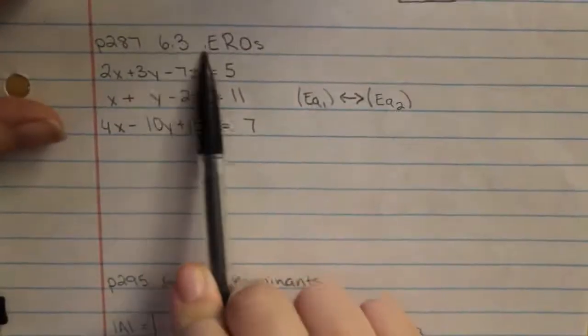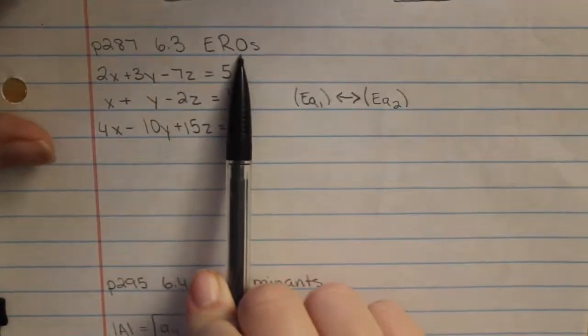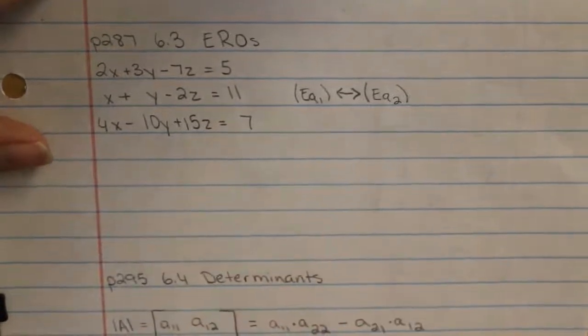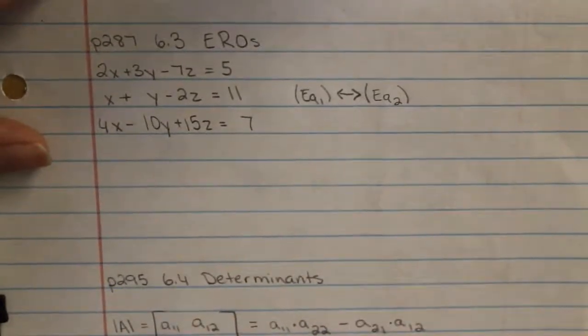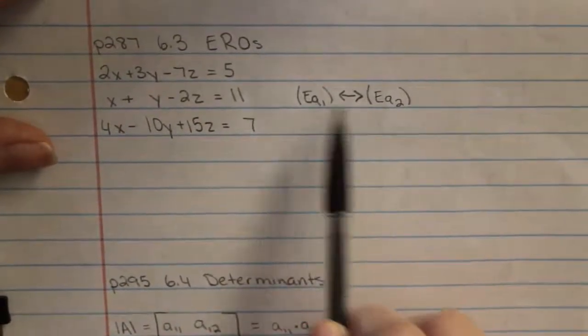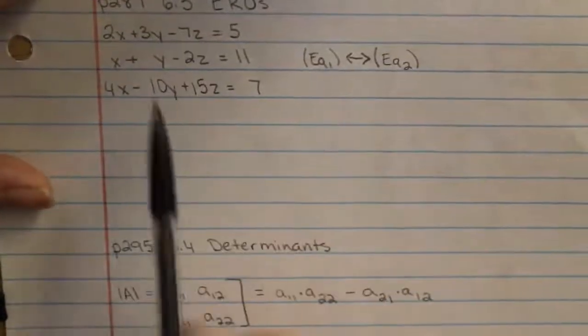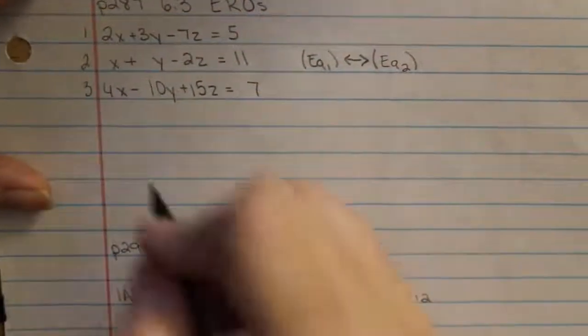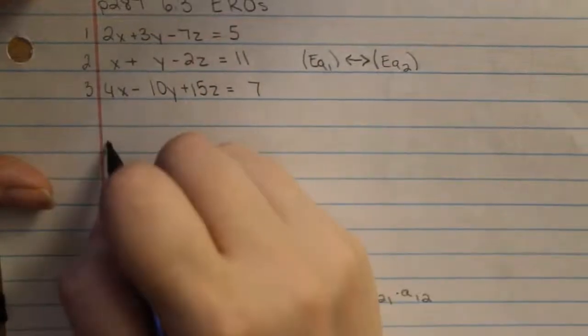Moving on to a review of 6.3. So 6.3 was the elementary row operations, otherwise known as the EROs. So here I have an example of a system of equations. So I have a system of 3 equations, and it tells me I want to switch equation 1 and equation 2. Okay, let's see then. How is that going to work? So we've got 1, 2, 3. So 1, 2, 3. It wants me to switch 1 and 2. Okay, so I'm going to switch them.